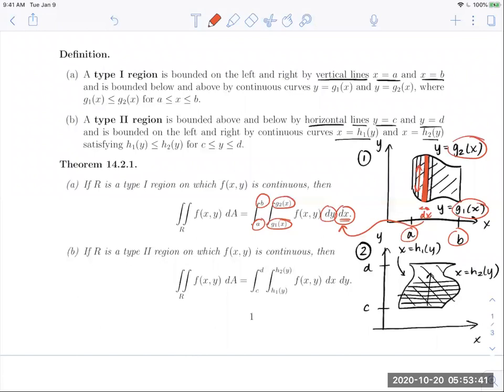Similarly, part B of this theorem says that if you have a type 2 region, now you're doing a little horizontal strip, and the thickness of your horizontal strip is in the y direction. So we have a dy there. That's occurring at the back. Your horizontal lines from y equals c to y equals d are going to govern your limits of integration in y. And then, of course, we just have those bounding functions h1 and h2 serving as our limits of integration on the inside.